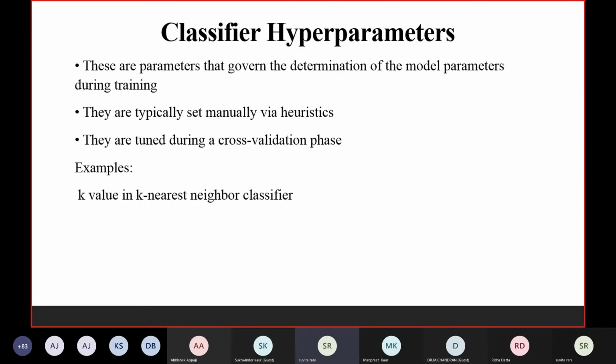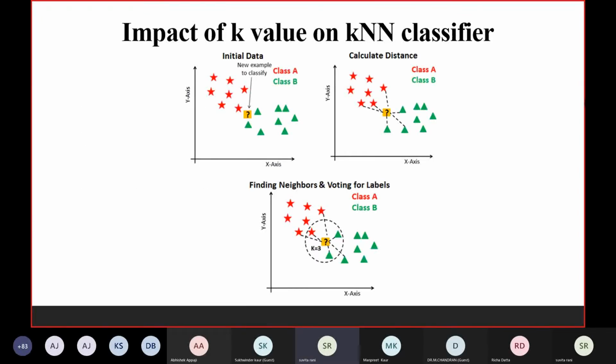And in the classifier, there are some parameters, called hyperparameters. Basically, hyperparameters have an impact on the classification task, and these are set manually or heuristically, and these are tuned during the cross validation phase. For example, in a k nearest neighbor classifier, there is a k value, which we can see in the next slide. Initially, the green ones are class B values, and the red are instances related to class A.